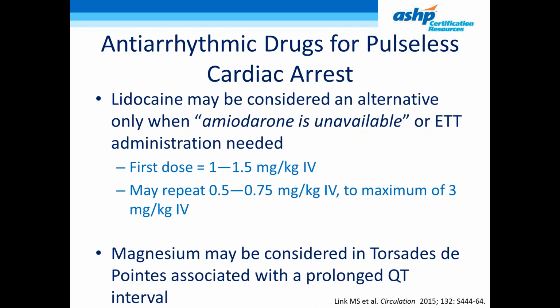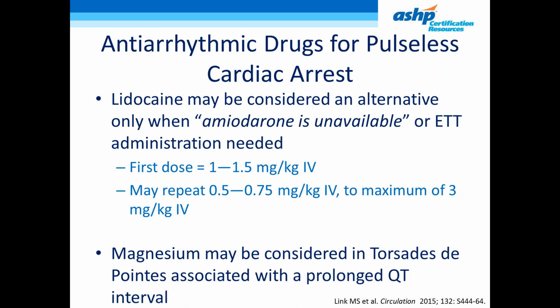Lidocaine may be considered as an alternative to amiodarone, according to the current guidelines, only when amiodarone is not available or administration via the endotracheal tube is needed. Now, these days with the readily available intraosseous access, it's not recommended that we use the endotracheal tube any longer for medication administration. However, if lidocaine does need to be given, then the first dose should be given as 1 to 1.5 milligrams per kilogram IV, and this may be repeated at 0.5 to 0.75 milligrams per kilogram IV, up to a maximum dose of 3 milligrams per kilogram IV.